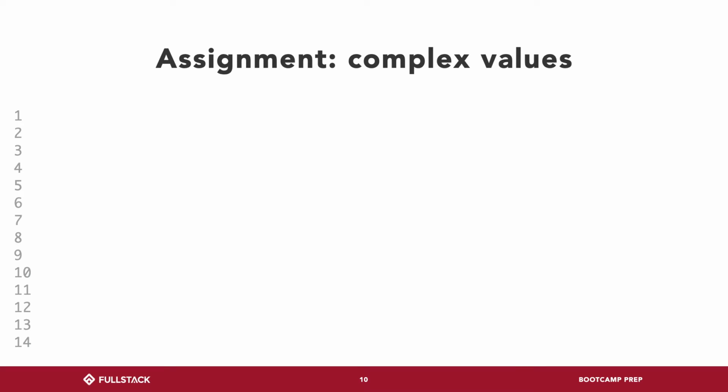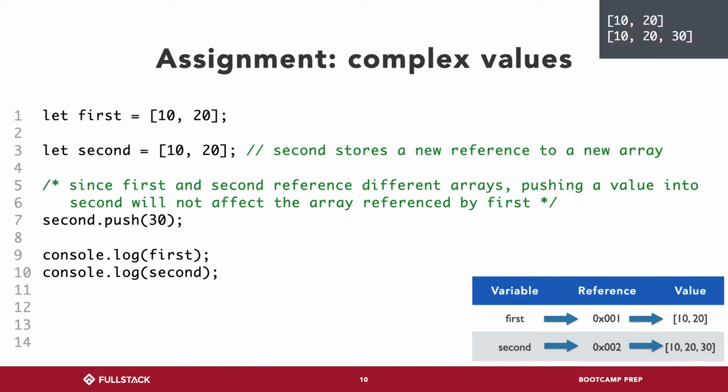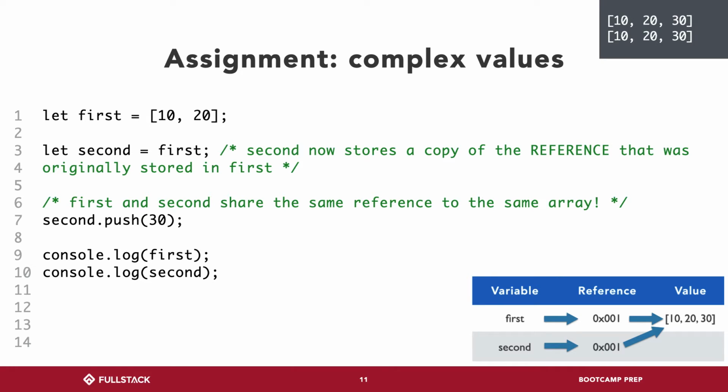Assignment of complex values there. Was it this exact one, or is it the next one? I think it's this. It's not that exact one. This one, yes. So I guess I was just wondering why second push 30 gets modified first when you console log first. It's making a shallow copy. Oh, that's where my... Yeah. I'm looking at a different page.